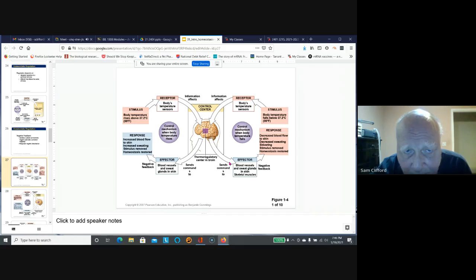The receptor, okay, first, if the temperature rises on the left here, you can have a receptor. You begin to sweat. Blood vessels will move blood to the skin, and you'll have these changes, and it'll reduce the temperature. Just the opposite happens if the temperature falls below 37.2. So the change in temperature is negated and returned to the set temperature that your body wants.